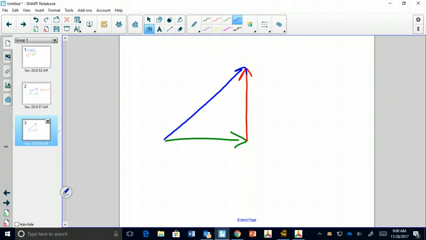With the resultant piece, we're putting them together tip to tail. And then this is just simply what we call the resultant. The blue one is just, if I take this plus this, it gives me the blue one. It doesn't have to be that way. So again, that is the resultant. Are you with me?